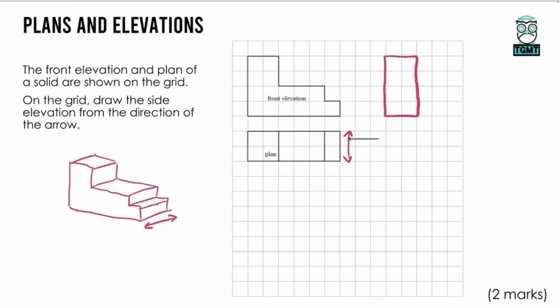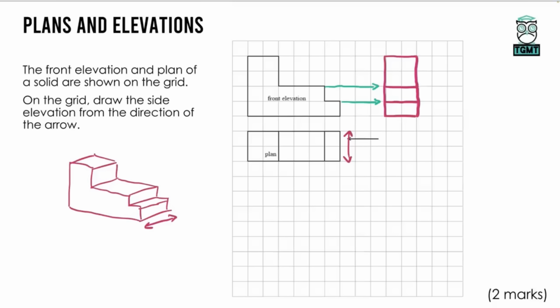The only thing that I need to add in to my side elevation here is every time there's a little change of height, we just need to add in an extra line at those 2 points. So I would add in an extra line here and also an extra line there. And there we go, that is our side elevation.